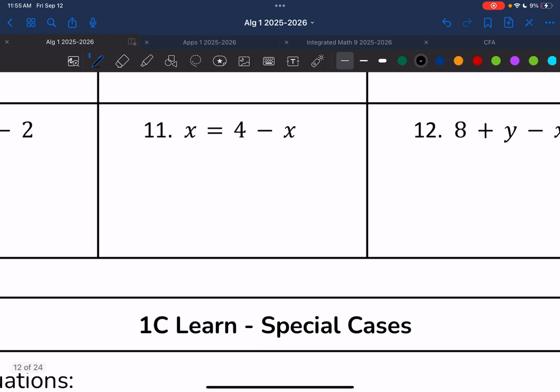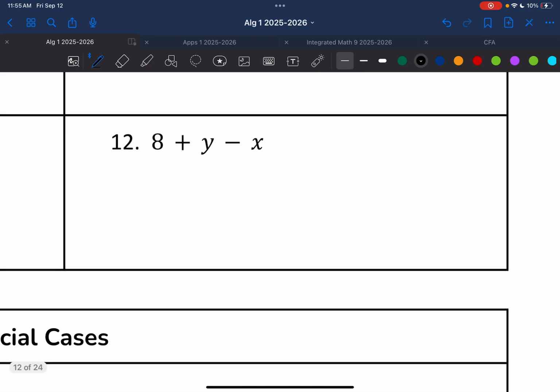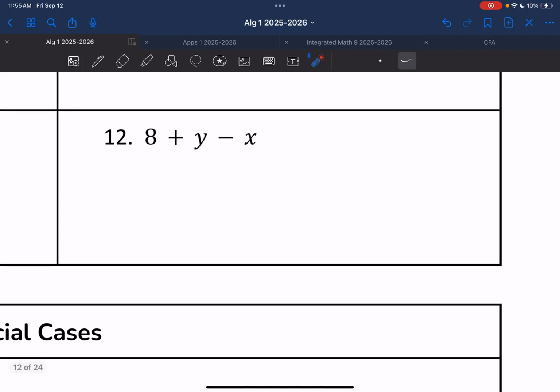All right. So now here, I can move this x over to the other side by adding x on both sides. -x plus x cancels out, and we get 2x is equal to 4. We divide both sides by 2, and you get that x is equal to 2. Now over here, this is an expression, so we can't solve it. If we go to combine like terms, we see that there are no like terms, right? 8, y, and x are all unlike, so you just rewrite the same thing.